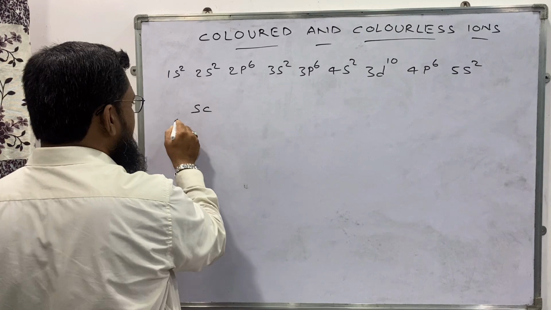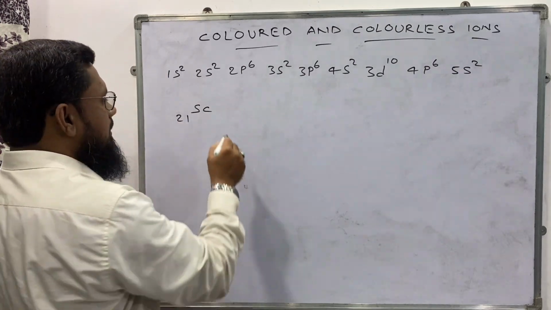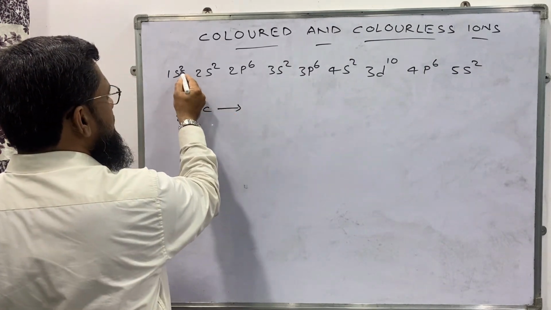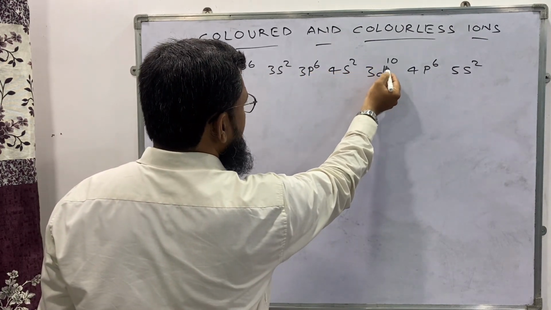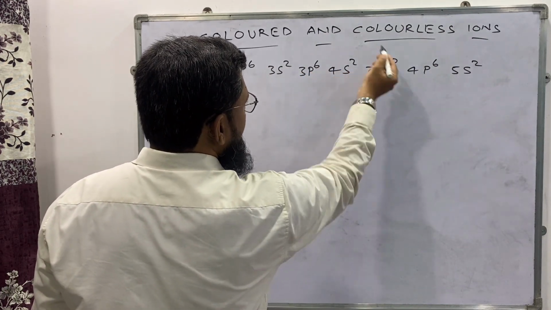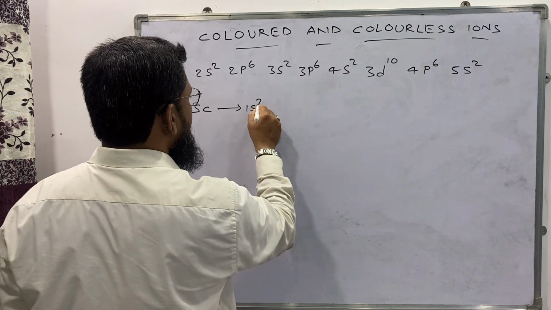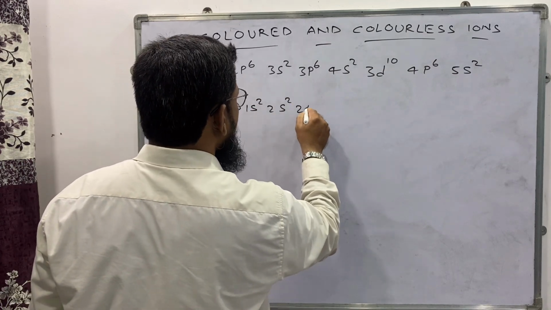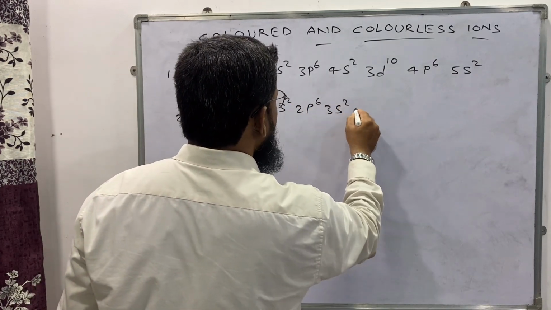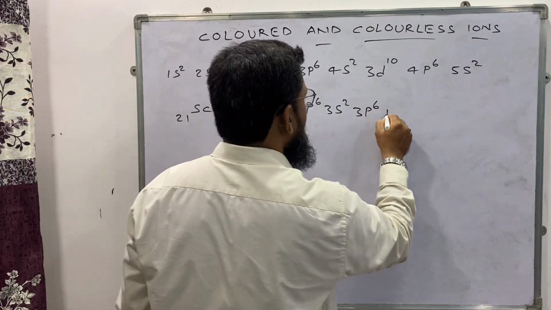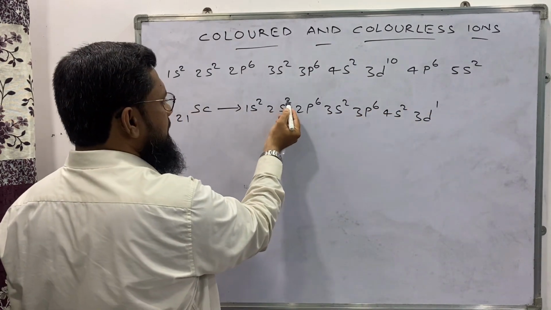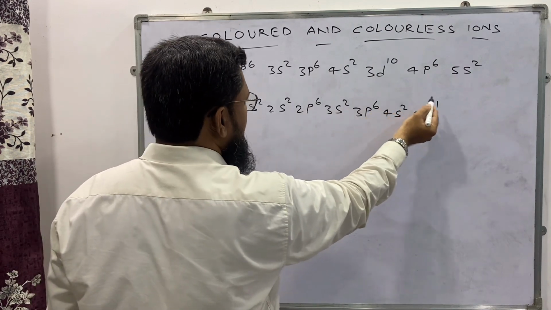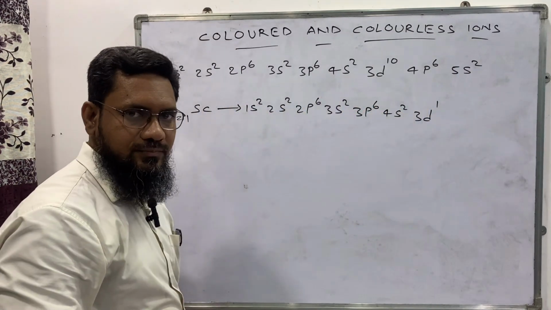You know, the element with atomic number 21 is scandium. So here 21 means it is 2, 4, 10, 12, 18, 20, 20 plus 1, 21. So from 3d, out of 10, we need to take 1 electron. So it is 1s2, 2s2, 2p6, 3s2, 3p6, 4s2, 3d1.